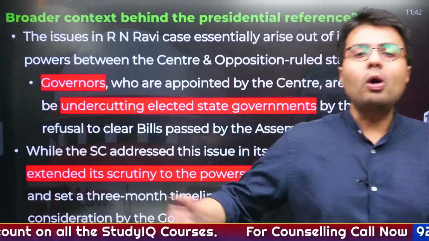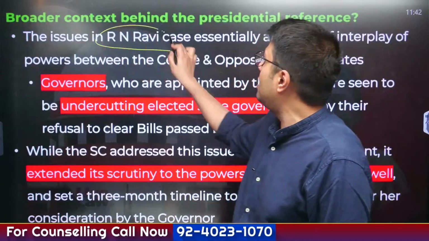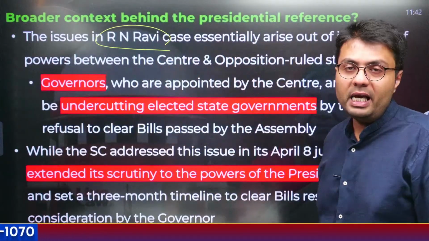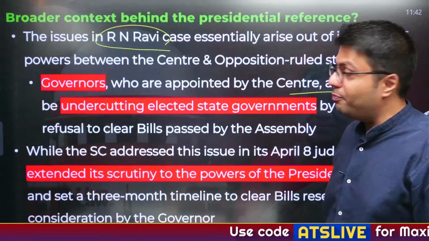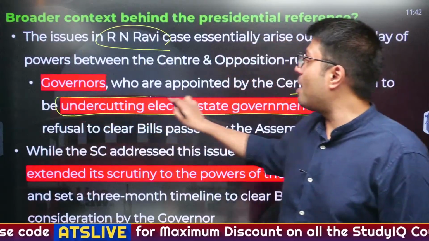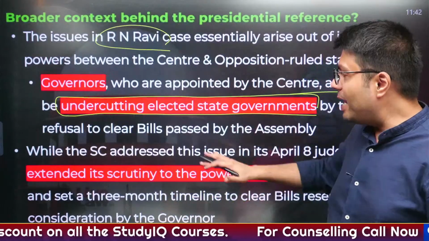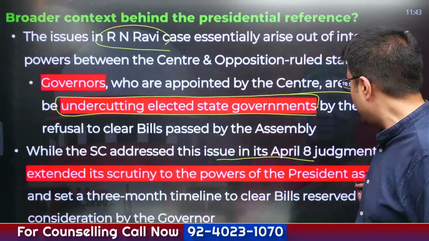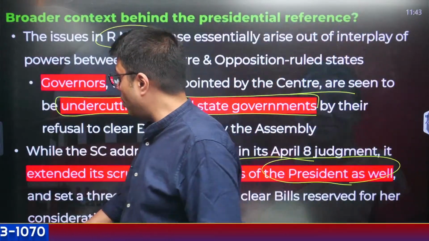Now, what is the broader context behind this presidential reference? This issue pertained to the Tamil Nadu governor because he did not give assent to the bills passed by the state government. And governors, as they are appointed by the central government, have in many instances been seen to be undercutting the powers of an elected government, which is detrimental to India's federal structure. While the Supreme Court addressed this issue in the April 8 judgment, it also extended its scrutiny to the powers of the president as well. And therefore, this matter has become quite controversial.